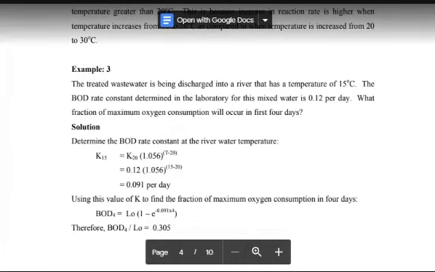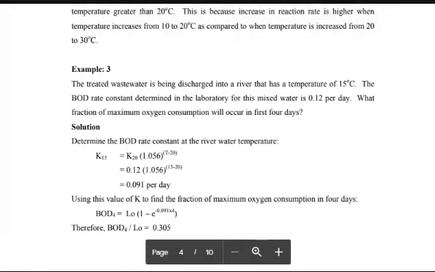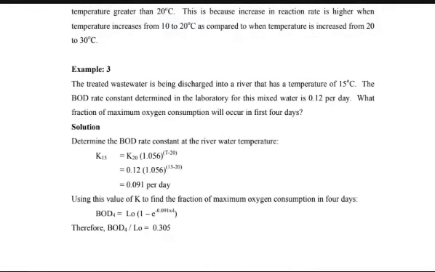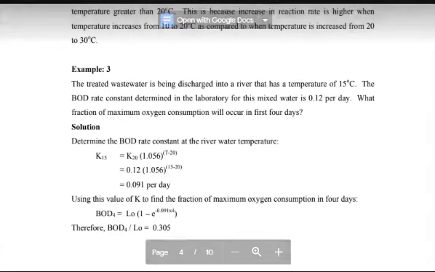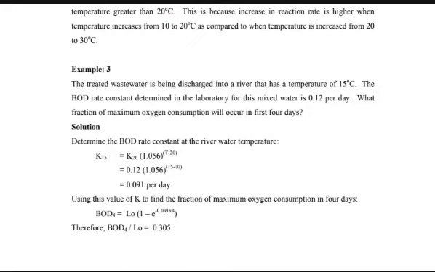Okay, fine. Here, write down the data first, because we need to calculate the BOD rate constant first, and then we will find how much fraction of maximum oxygen is consumed in the first 4 days. So first, the temperature T is 15 degrees Celsius. Write down the value of K, and here you mention K suffix 20. By default, we calculate the value of K at 20 degrees Celsius, and it is 0.12. Now we will use the formulas to calculate first K and then BOD.